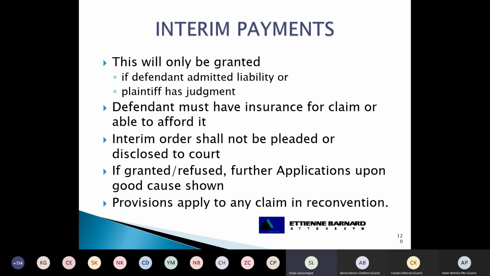It will only be granted if the defendant admitted liability or the plaintiff has judgment, and the defendant must have insurance for the claim or be able to afford it. As soon as the defendant is indigent, you can't get such an order. If you get an interim order, it cannot be disclosed to court. The court may grant or refuse the claim, and then they have to pay back the money.